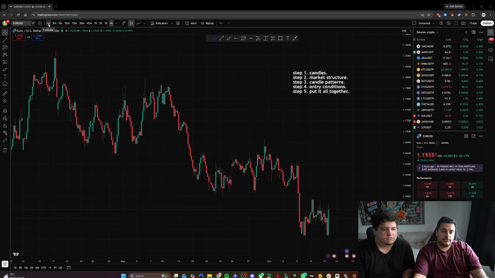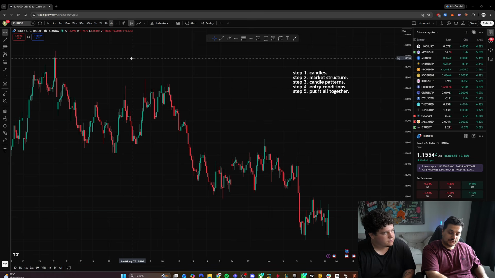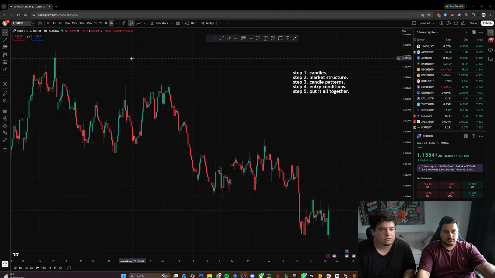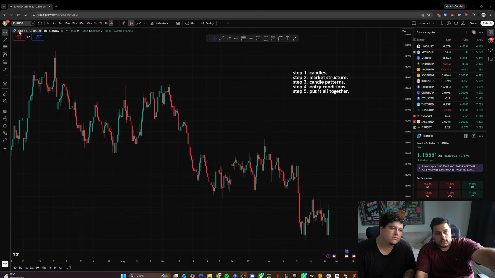So the first thing we're going to talk about right now is the markets, right? The different markets that you can trade in trading. First one is Forex. Forex is trading one country's currency against another country's currency. So basically, if you think that the US dollar is going to go up versus the Canadian dollar, then you'd place a buy on that pair. So USD CAD, for example. Right now we're looking at Euro USD.